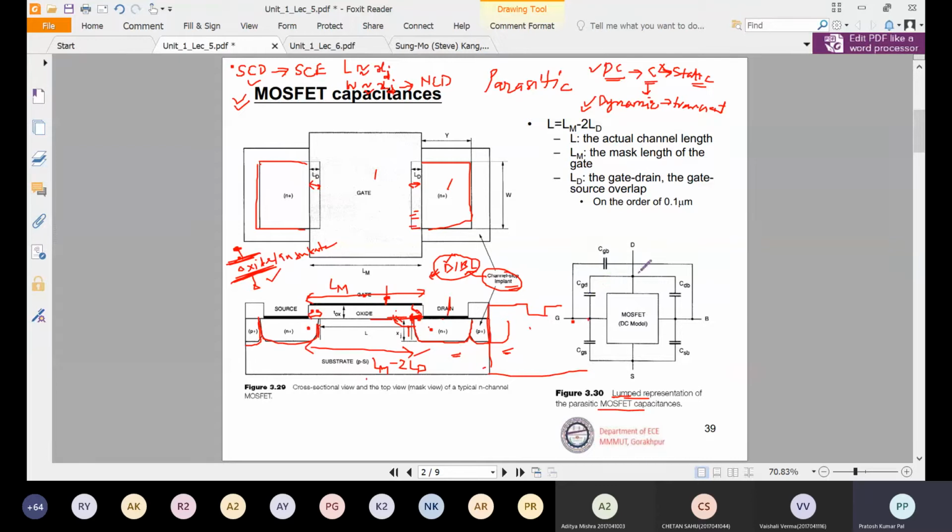Similarly, there are 5 types of capacitances that can be lumped up and considered for analysis. We will see one by one. Gate to drain is there, so CGD. Gate to body: this is the gate terminal and this is the body terminal. In between that, this is an oxide and this is a conducting plate, and this is also a conducting plate, so there will be a gate to body capacitance also.